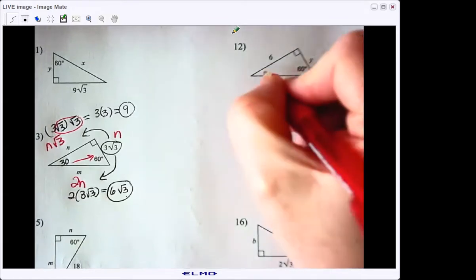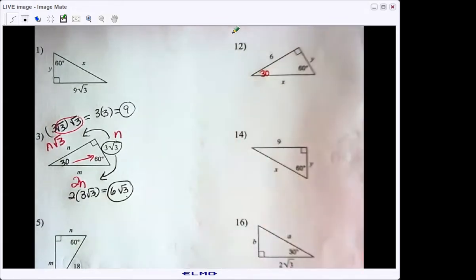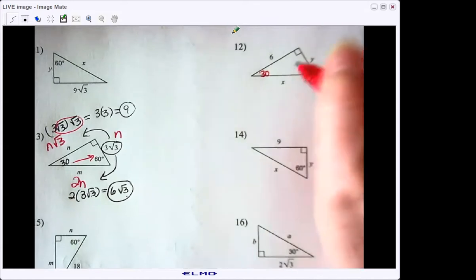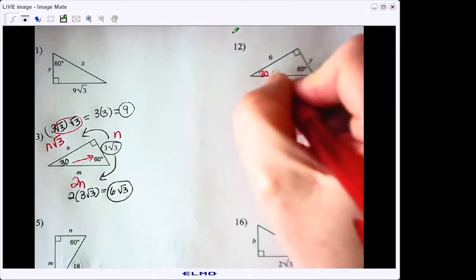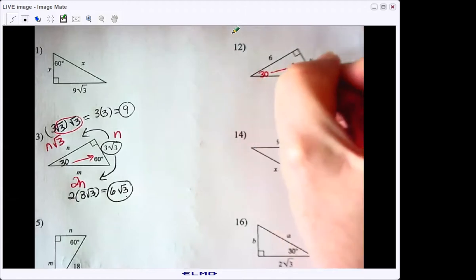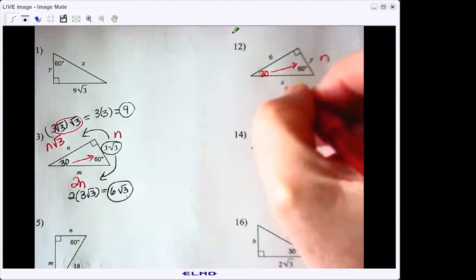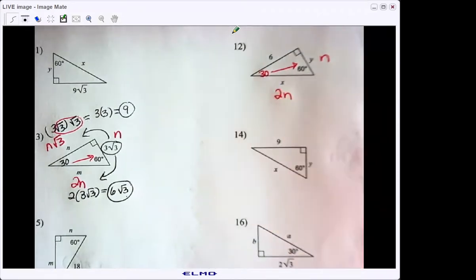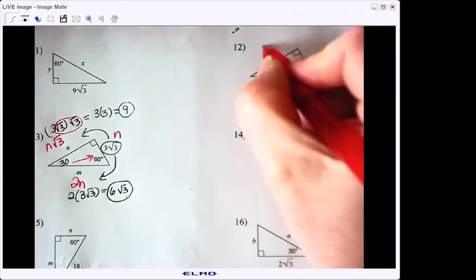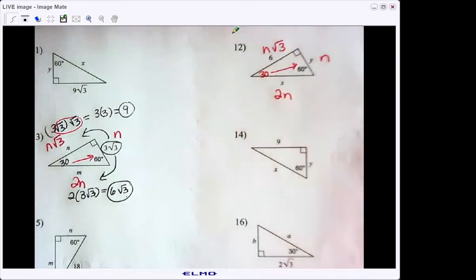And we'll draw in the 30-degree angle. Okay. So opposite the 30-degree angle is going to be our n. Hypotenuse will be 2n. And the long leg is n root 3.